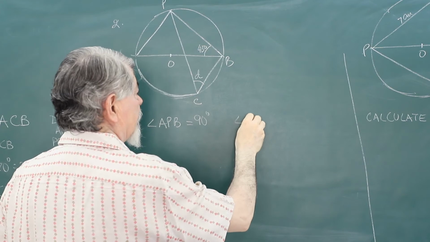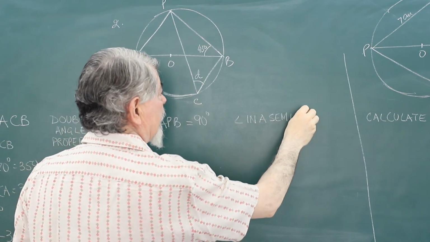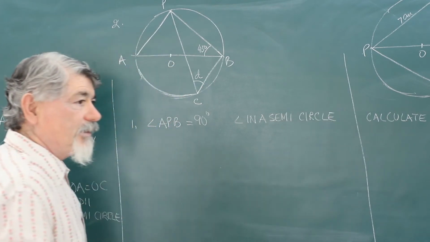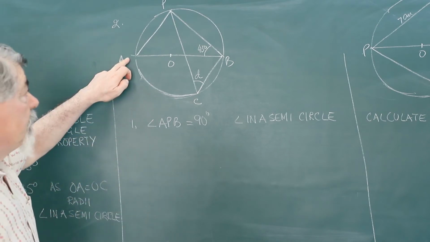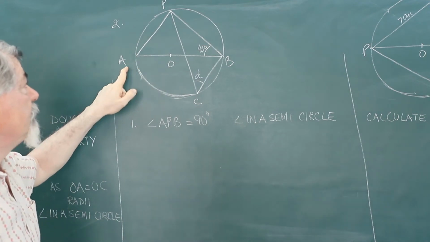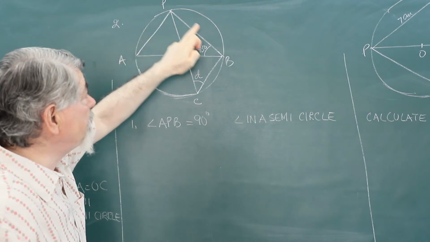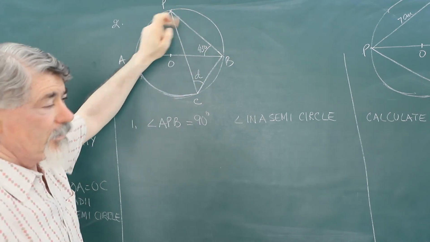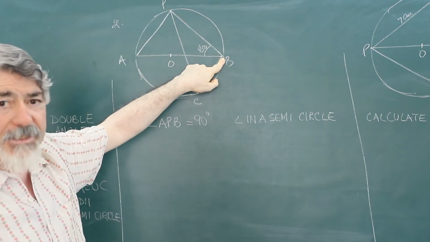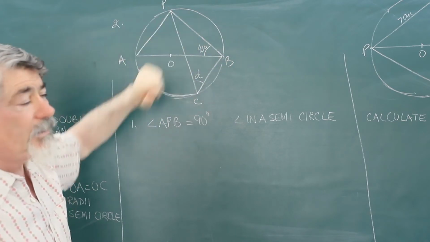Angle in a semicircle is a right angle. Because AOB is the diameter, and the diameter divides the whole circle into two equal halves, angle APB is an angle in a semicircle. Please do not confuse it with angle PCB. PCB is not an angle in a semicircle. Why? Because PB is not the diameter.